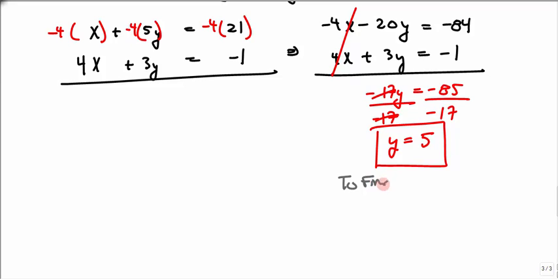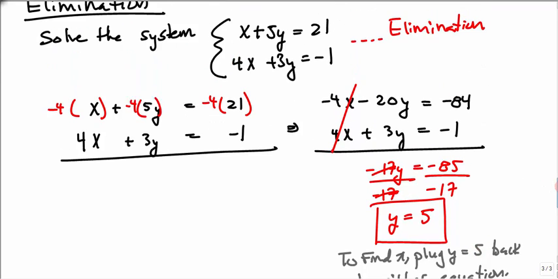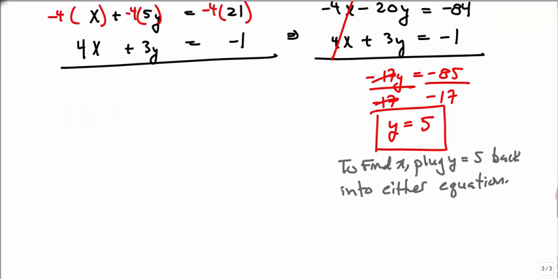To find x, plug y equal 5 back into either equation. Now it doesn't matter which one. They should both yield the same value of x if this is the correct value of y. So let's see what our options were up here. x plus 5y equal 21. I think I'll do that one.